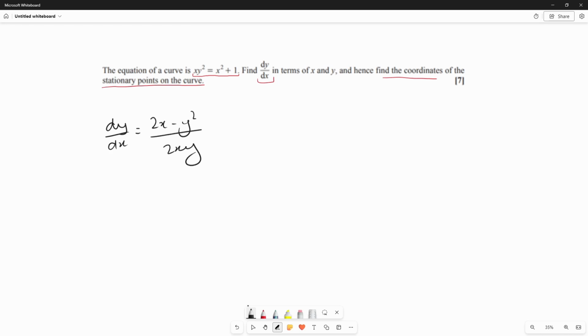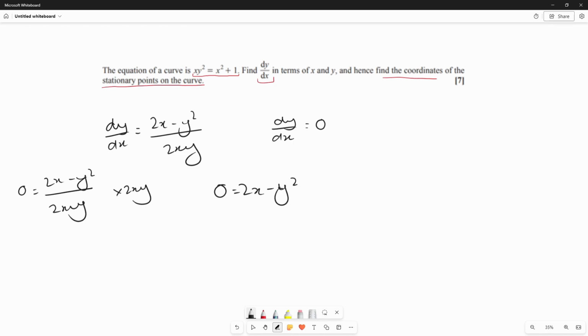And now it's asking us to find the coordinates of the stationary points. The stationary points are found when dy/dx equals 0, as you should know. So we write 0 equals 2x minus y squared over 2xy. You can multiply through by 2xy and get rid of the denominator. So 0 equals 2x minus y squared at the stationary point. Therefore, y squared equals 2x. We can substitute this into our original equation of xy squared equals x squared plus 1.